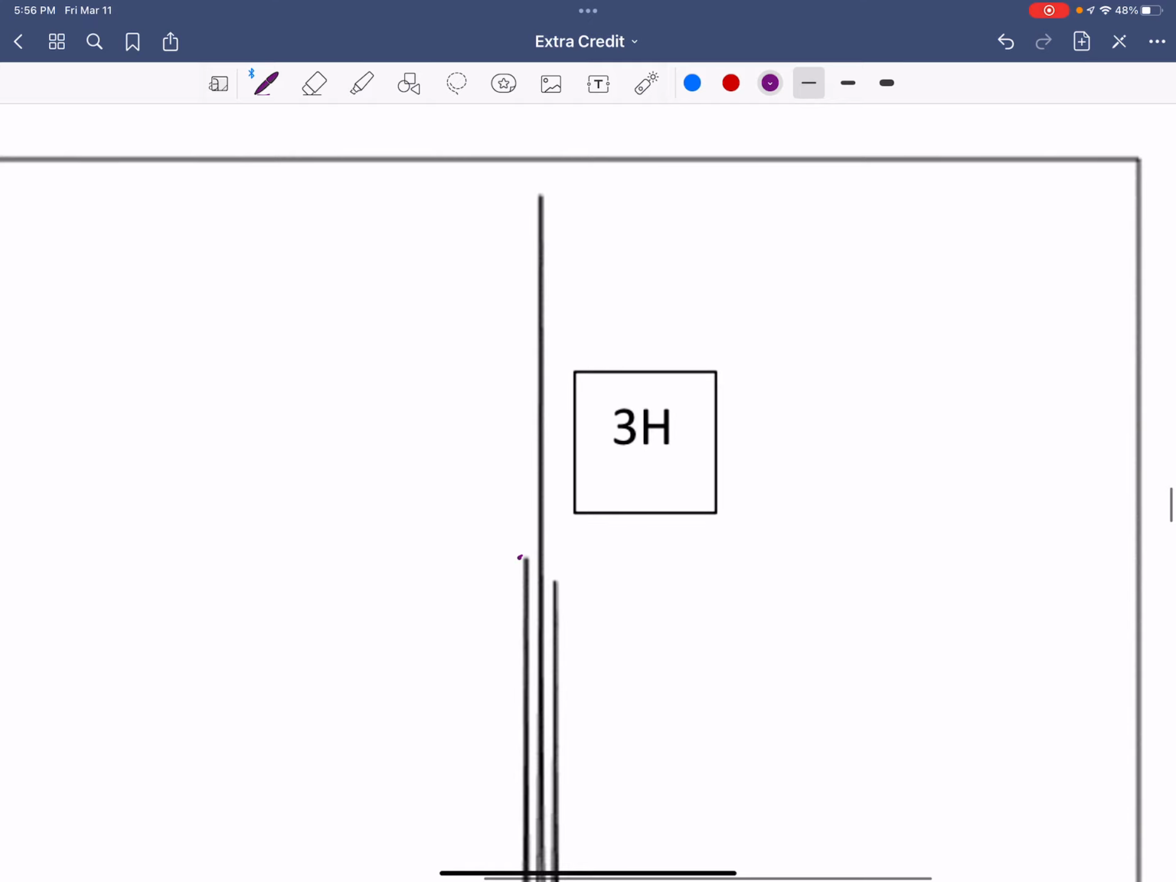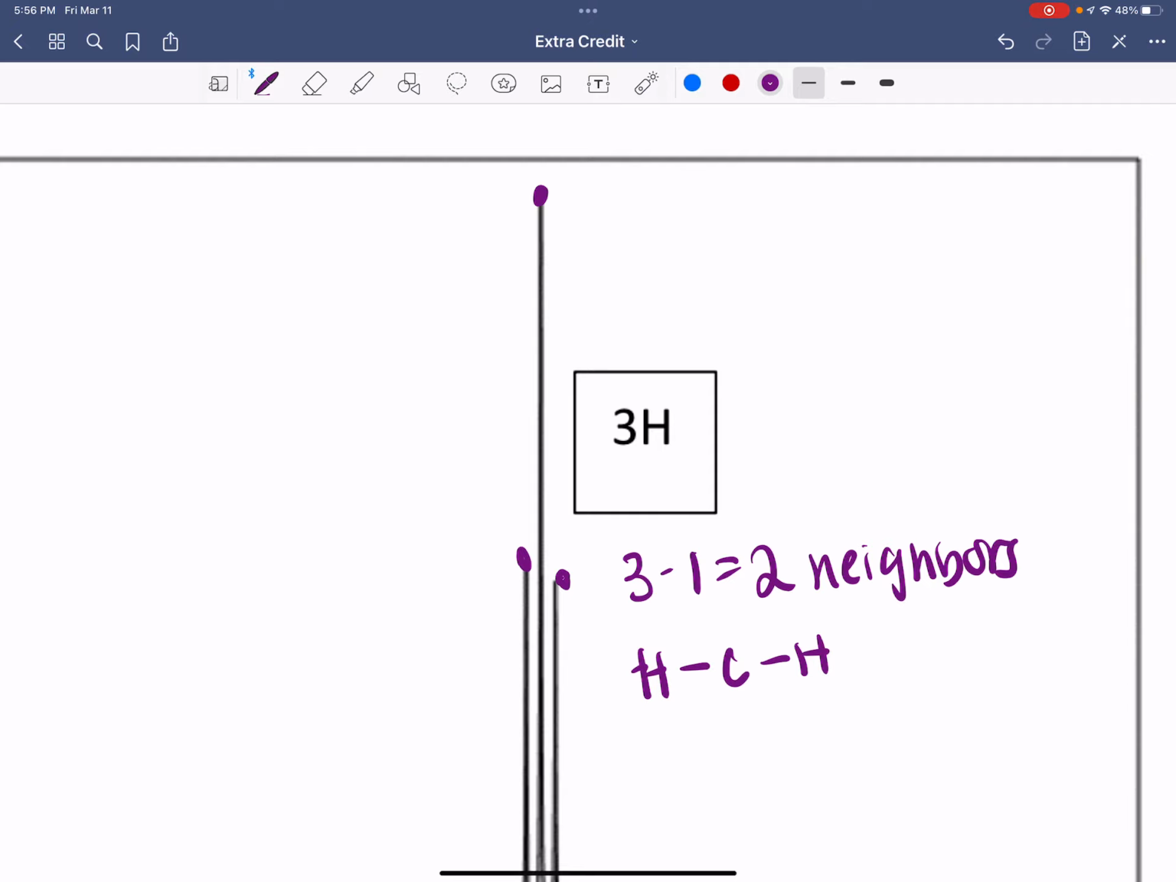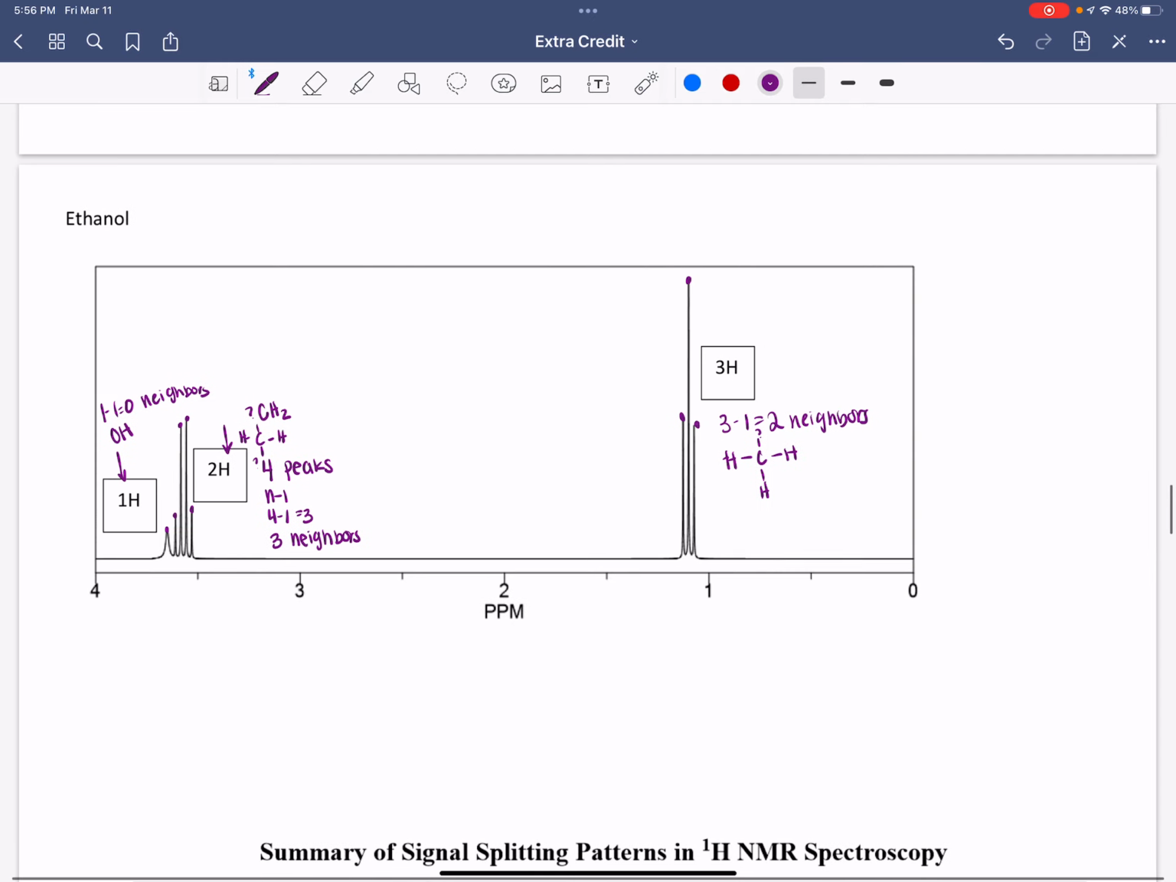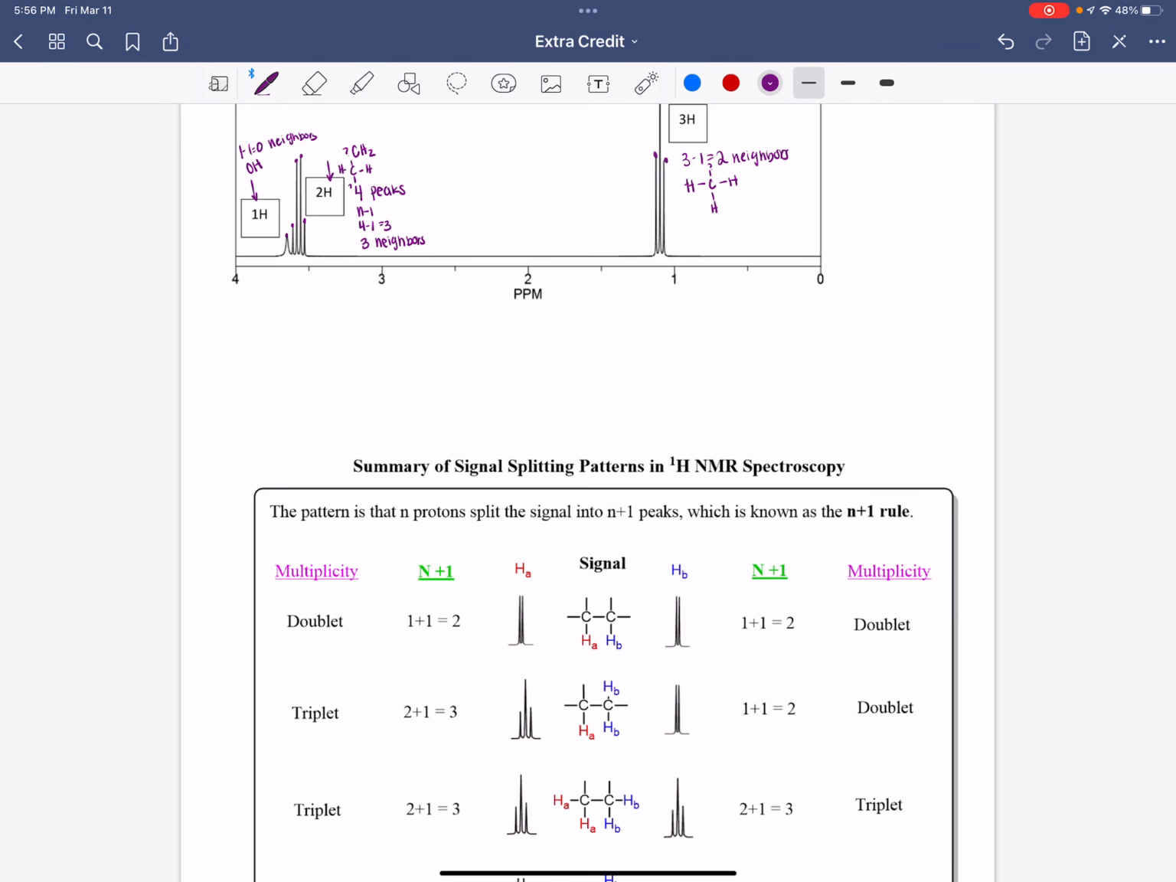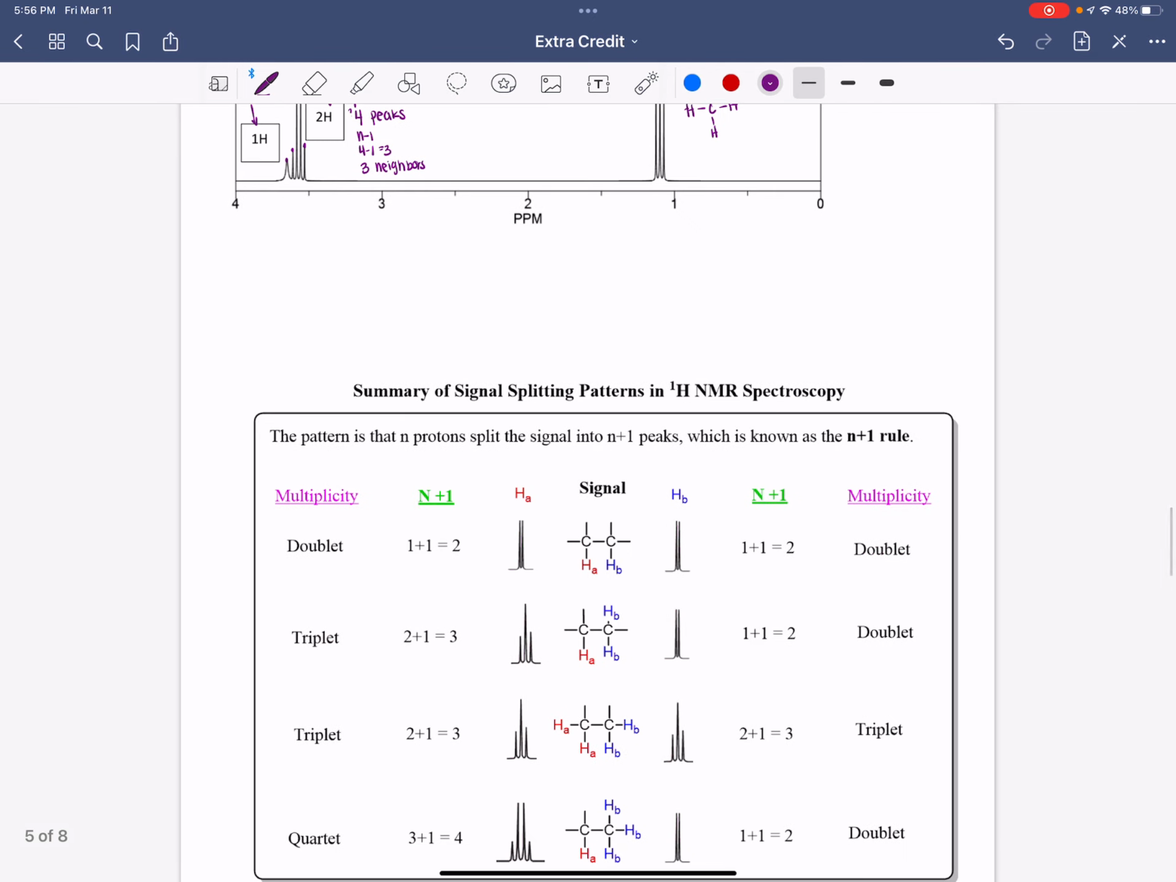This one over here, 1, 2, 3. 3 minus 1 is 2 neighbors. Draw it out. And then this would be attached to something. So right now, this is what we have with our splitting pattern. In the molecule, the nucleus of an atom can induce in the electrons of the chemical bonds attached to it a very weak magnetic moment. This affects the magnetic field at a neighboring atom's nucleus.